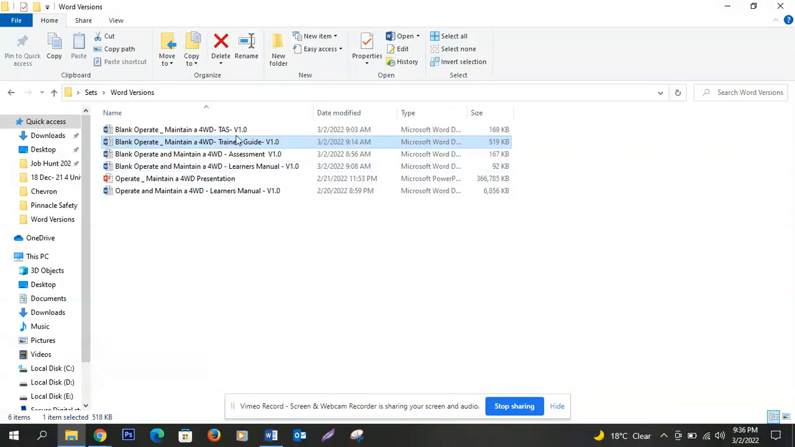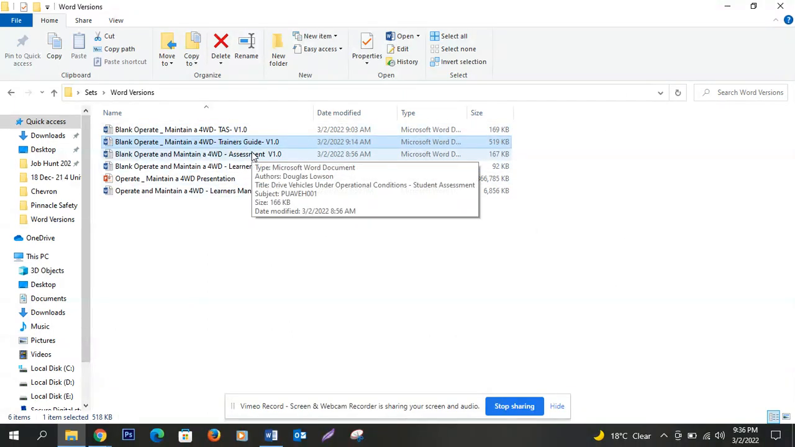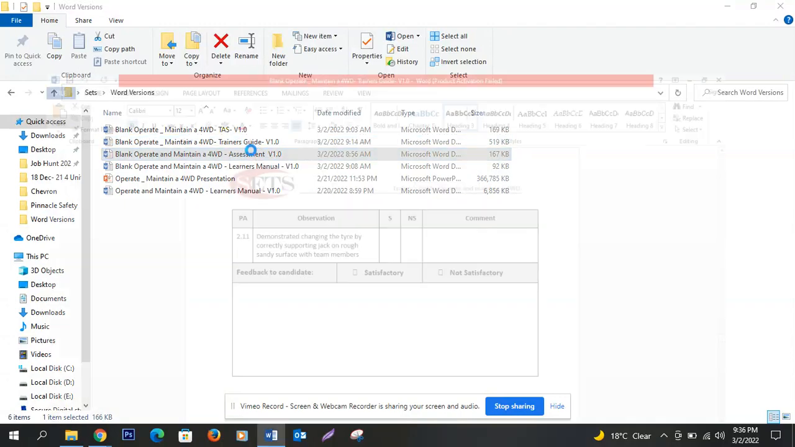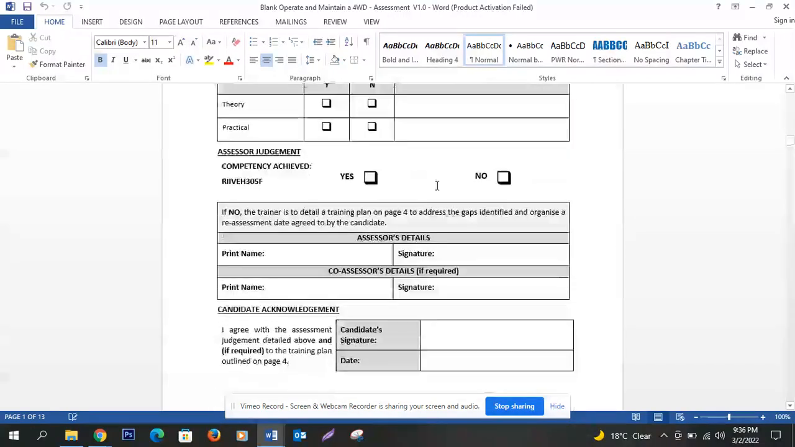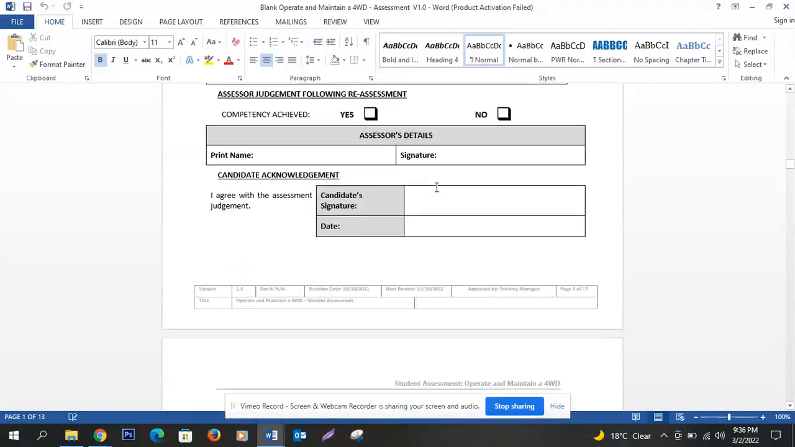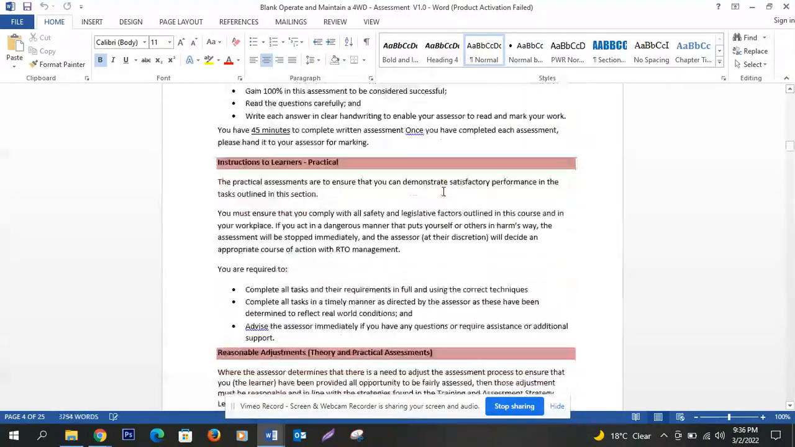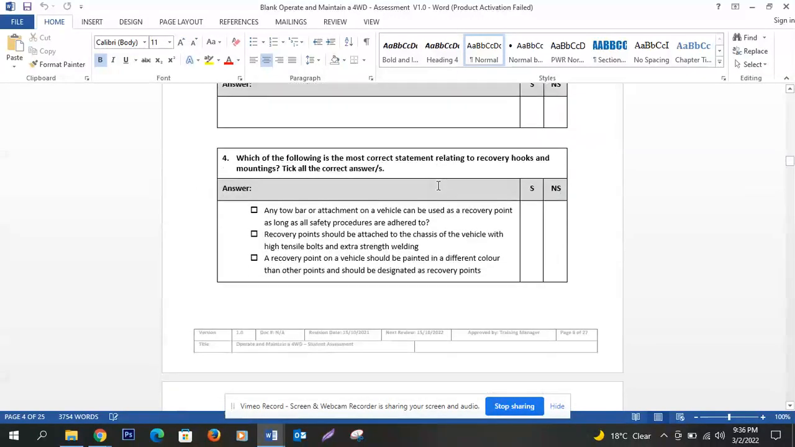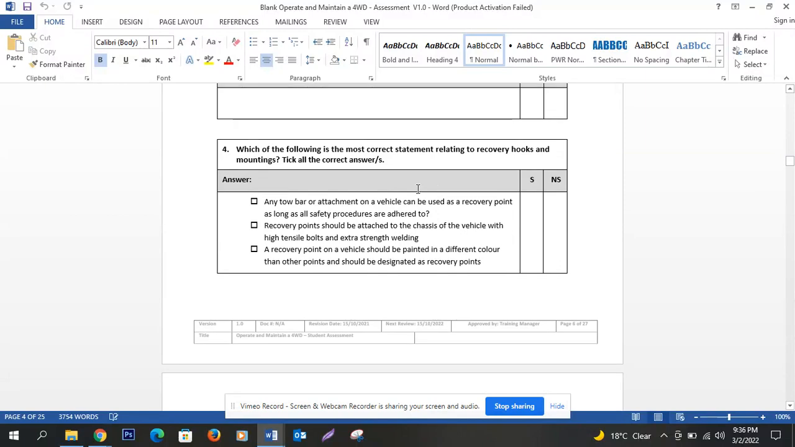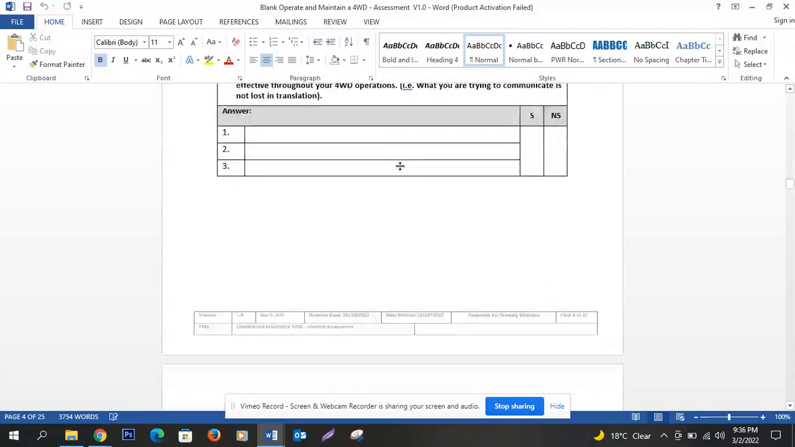Okay, I want to share with you the assessment. So this is the student assessment. As you can imagine, the student assessment is all blank because it is something that I will give out to the students and students will fill it out for me. So this is all blank at this stage. This is just tick the correct answers and stuff like that.